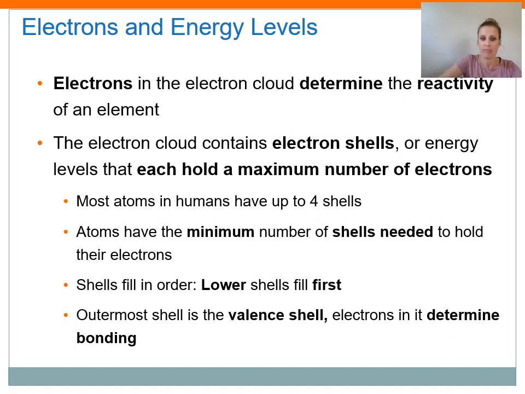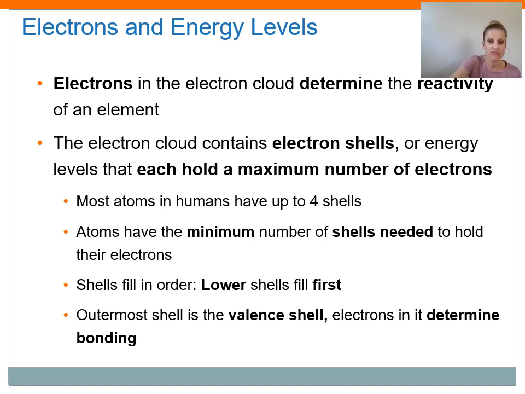Now, an atom only has the minimum number of shells that it needs to hold its electrons. So hydrogen, for example, has 1 electron. That means it only has the first little shell, right? It doesn't have empty shells. If it were just me living in a house, I don't need 10 stories to house myself. I just need 1 story. I just need 1 floor. So atoms only have the number of shells that they need to hold their electrons.